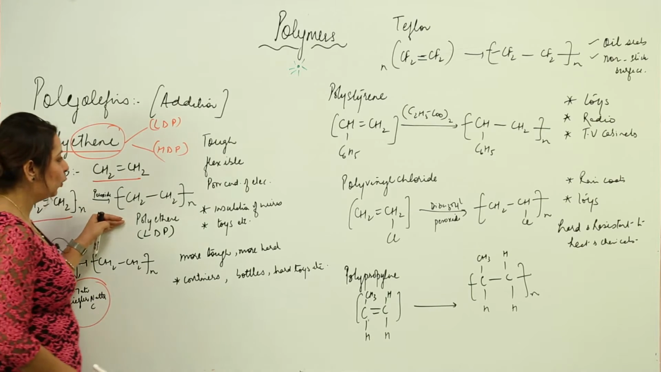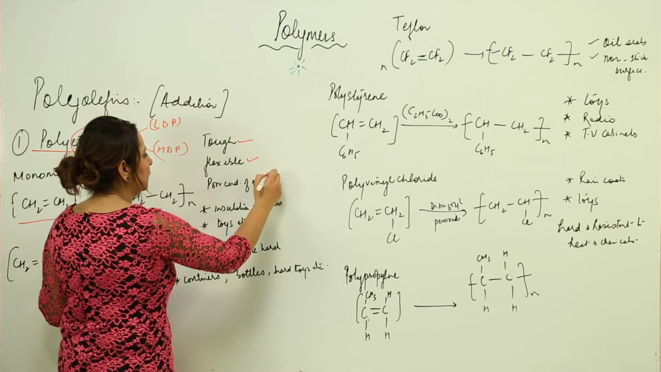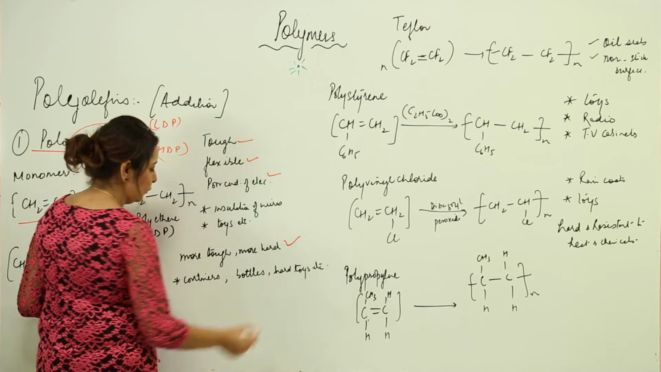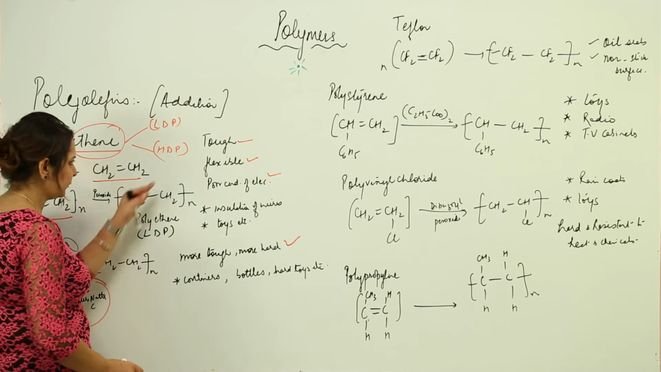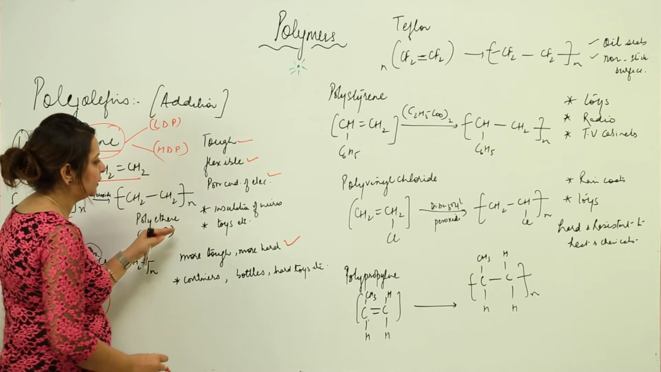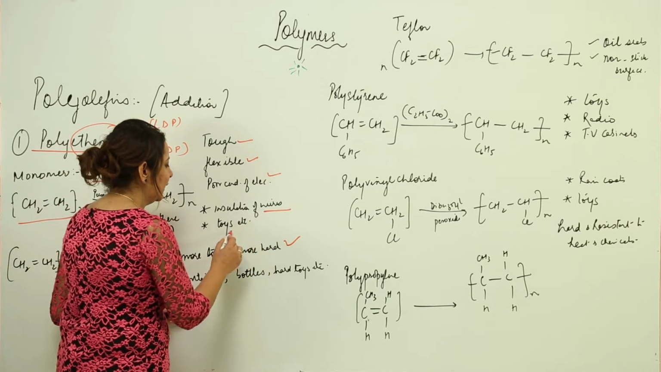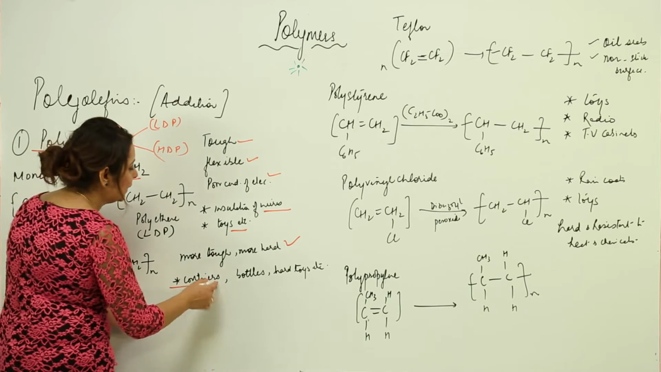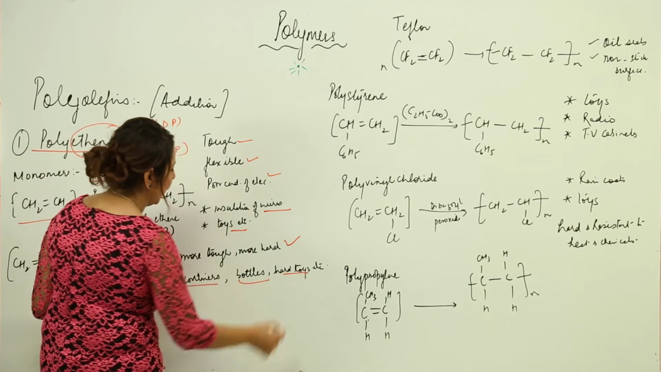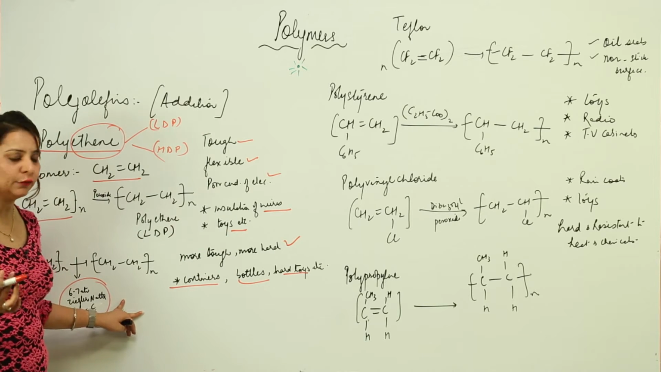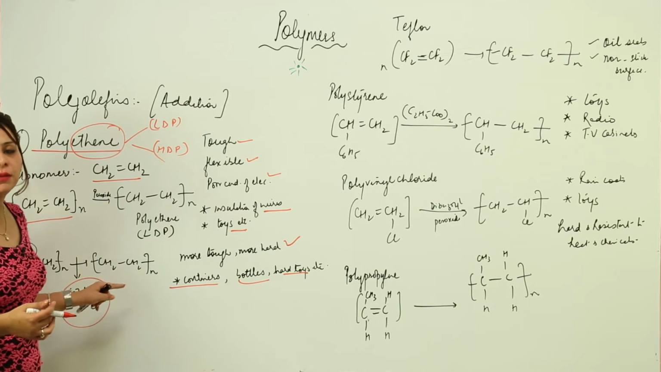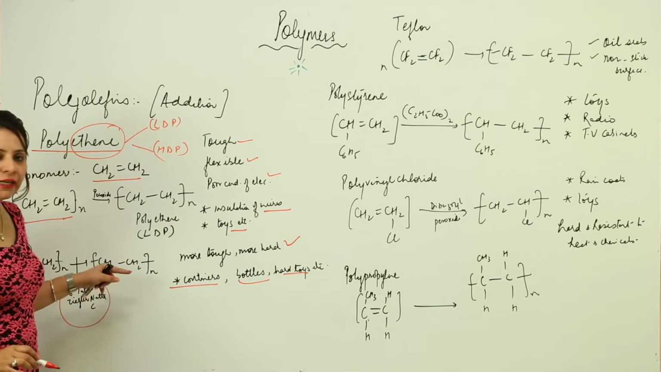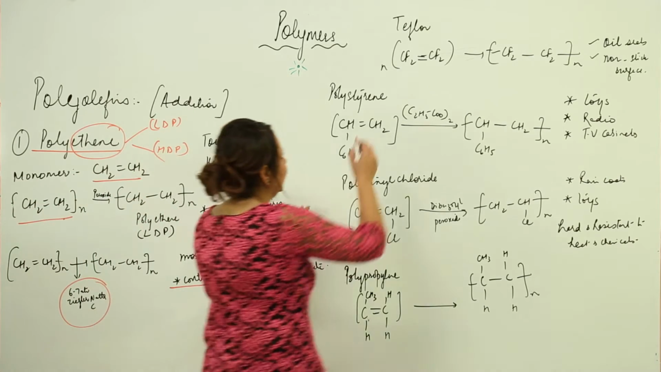As it has a low density, it is tough, flexible, a poor conductor, so it is used in making insulation of wires, toys, etc. The other is comparatively more tough and hard, so it is used in making hard containers, bottles, and hard toys. But in both cases the monomer is ethene, and the only difference is the catalyst.